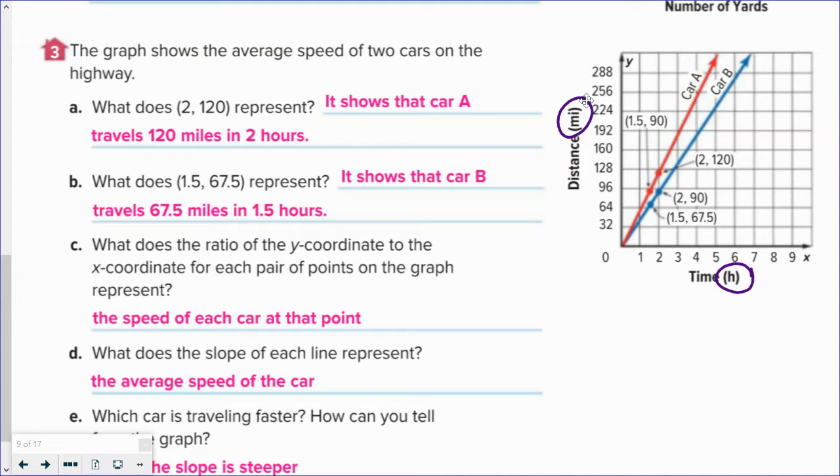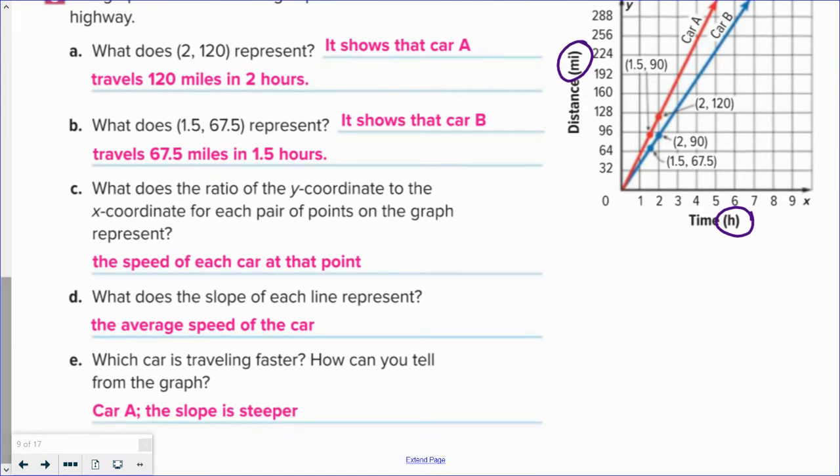What is the ratio of each coordinate representing? It's the speed of the car at that point. How fast is that car going in each hour? And the slope is giving us the average, the constant rate of change, the unit rate. Which one goes faster? Well, you would look at which one has the steeper line or slope, and that would be car A.